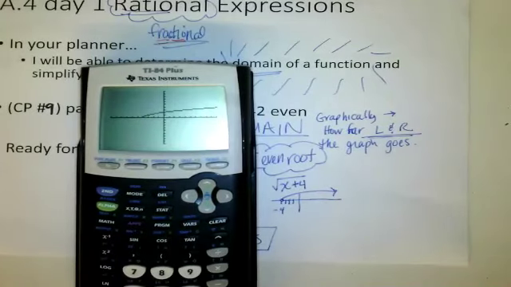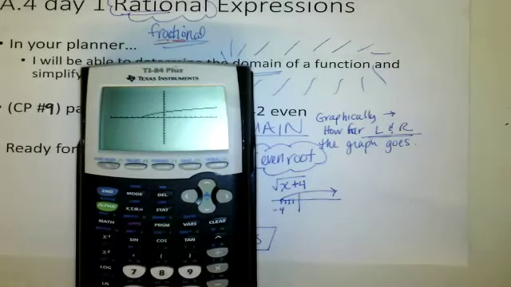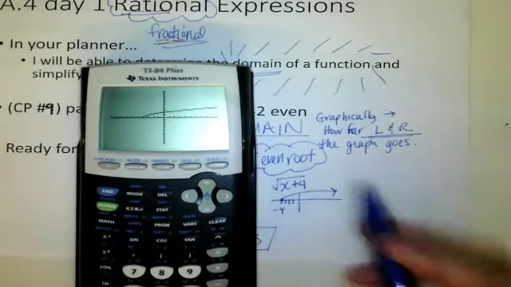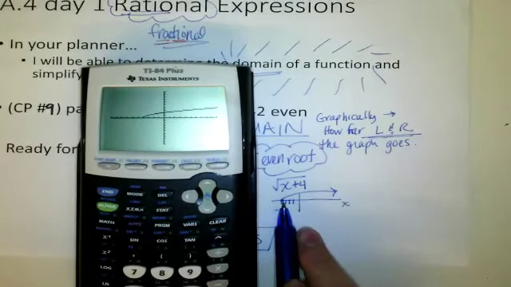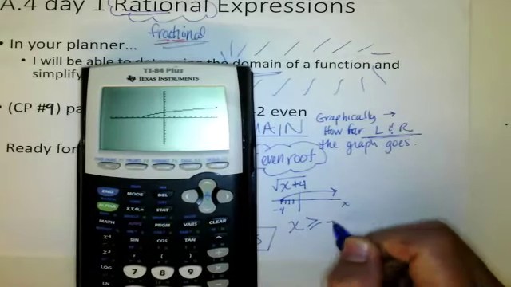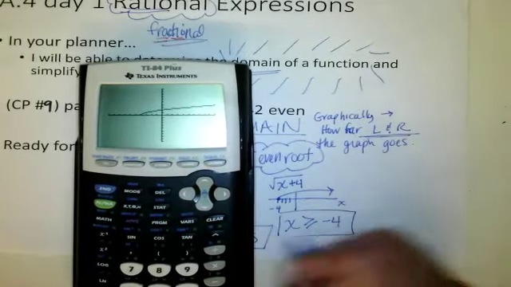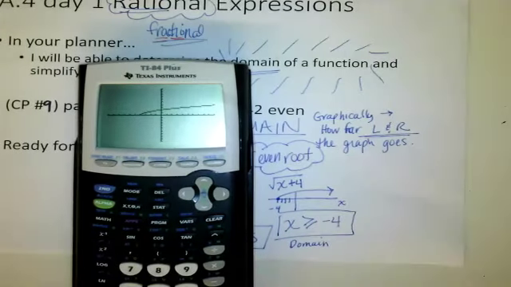And then when we look at this, the domain is basically, where do you see the graph? Well, I see the graph on the x-axis. I see a graph for all the x values that are larger than and equal to -4. So the domain of this function is x is greater than or equal to -4. And that's the domain. And so if you have a picture, it can really help you figure out the domain.